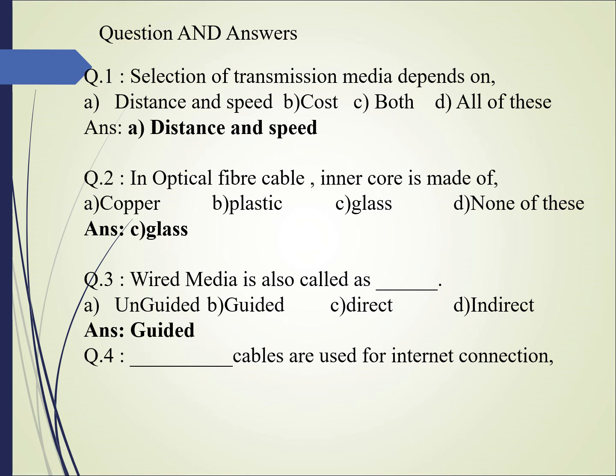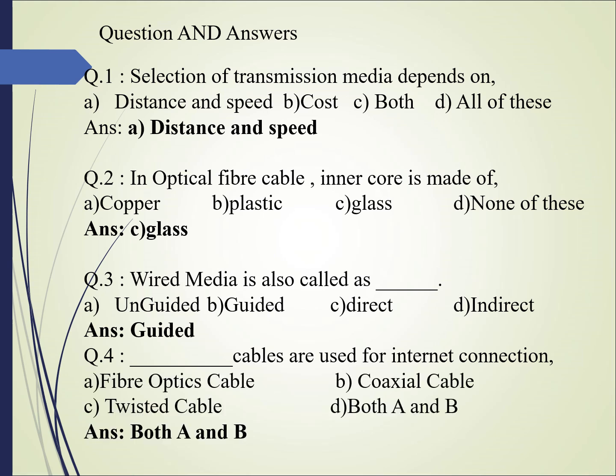The last question is, dash cables are used for internet connections: fiber optic cables, coaxial cables, twisted cables, or both A and B. So the answer is both A and B, as fiber optic cables and coaxial cables are both used for internet connections, and twisted cables are used for telephonic applications or electrical applications.